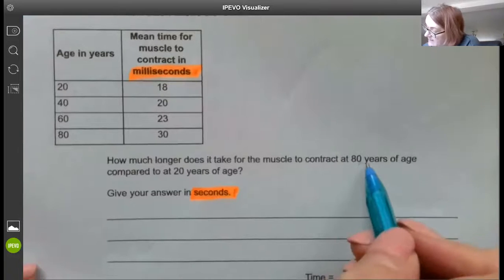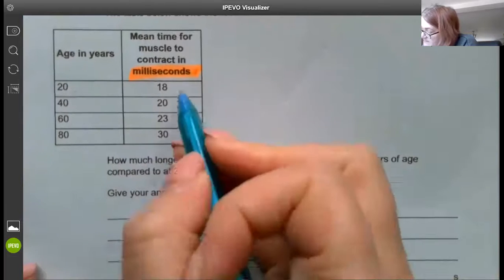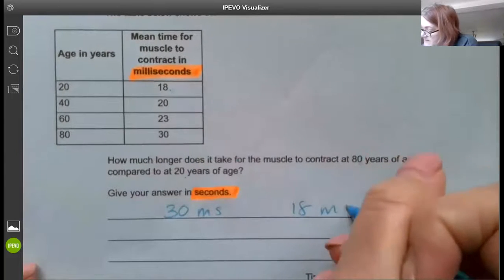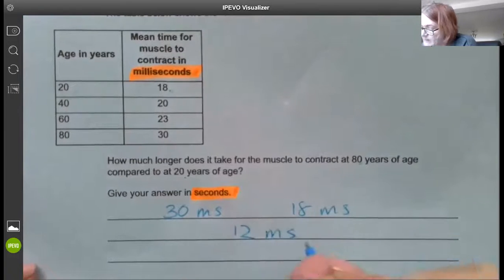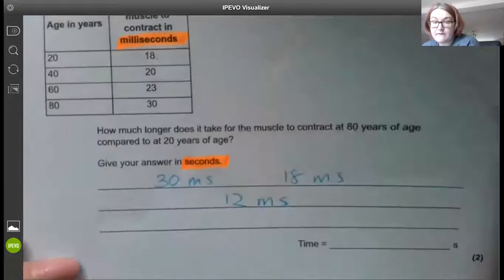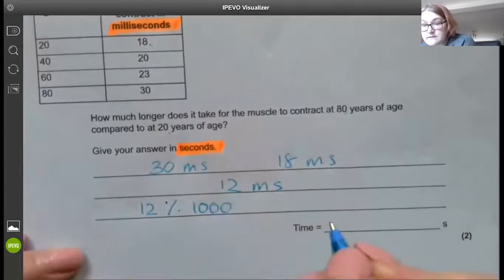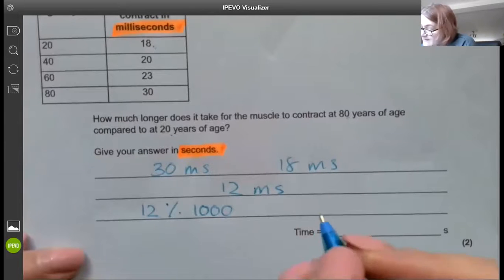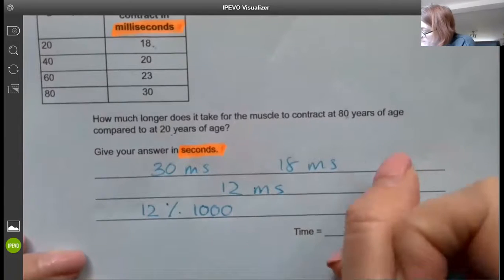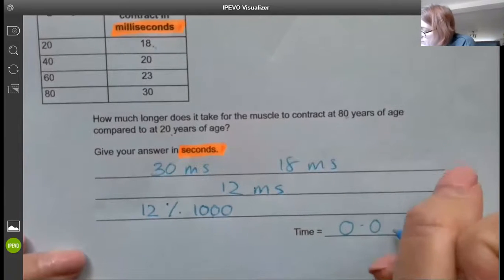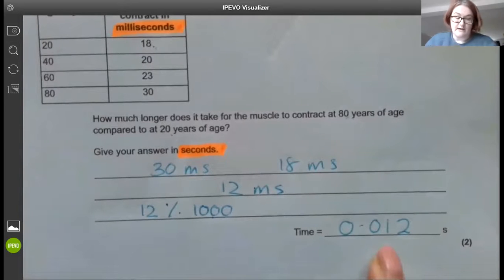So it wants to know at 80 years of age, it takes 30 milliseconds. 20 years of age, it takes 18 milliseconds. So quick maths, 30 take away 18, we've got 12 milliseconds. And then to convert that into seconds, we need to do 12 divided by 1,000, because there are 1,000 milliseconds in a second. Milli means 1,000th. 12 divided by 1,000th gives us our time of 0.012 seconds. So there's the answer to that question.